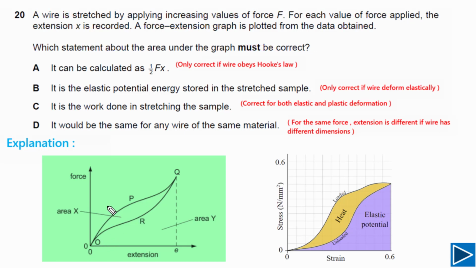First of all, let's try to understand the force against extension graph. If you look at this graph, you can simply see we have this one curve, and this curve is the loaded curve, meaning when we apply force on the wire. And the second one, let me use a different color. This curve is the unloaded curve, meaning when we remove force. And the area between these two curves is equal to X. So this is area X.